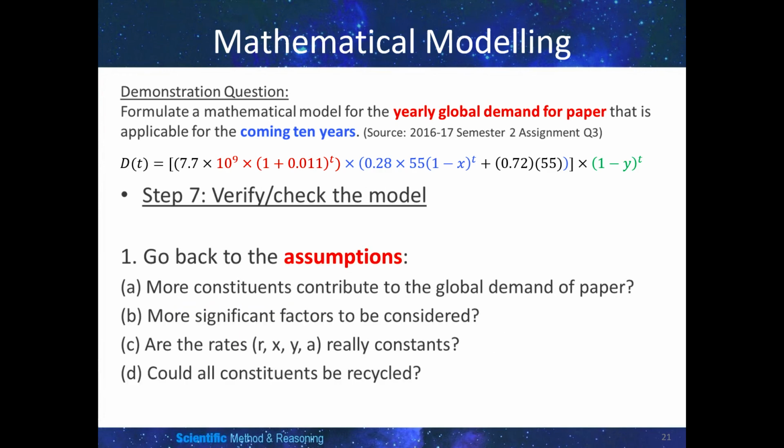Move on to the final step, which is to verify or check the model. We will need to make sure that we did not commit any mistakes. We will have to go back to the assumptions. We have to make sure that the assumptions make sense. Is it true that there are more constituents contributing to the global demand for paper? Maybe there are other things other than the 3 categories that we have just considered. You can consider more significant factors if you want. And are the rates really constants? We assume that the rates are constant here, but is it really appropriate? And actually, can all constituents be recycled? Can tissue paper be recycled?